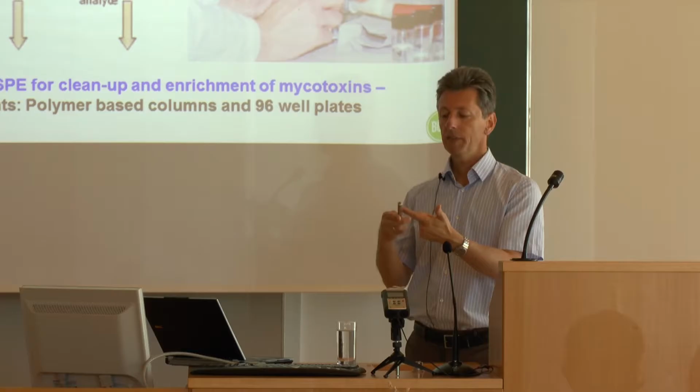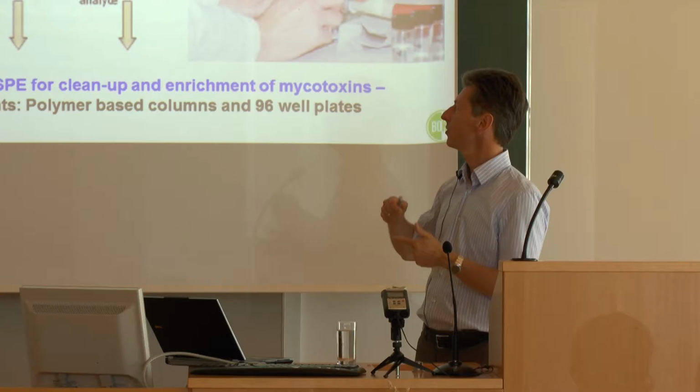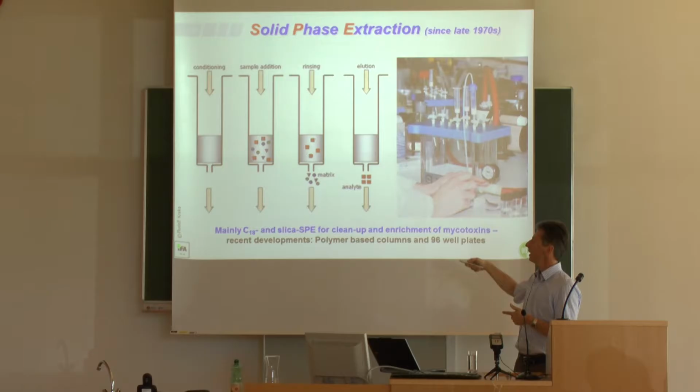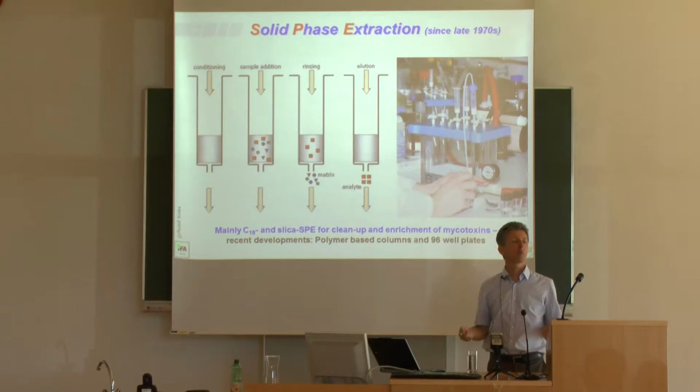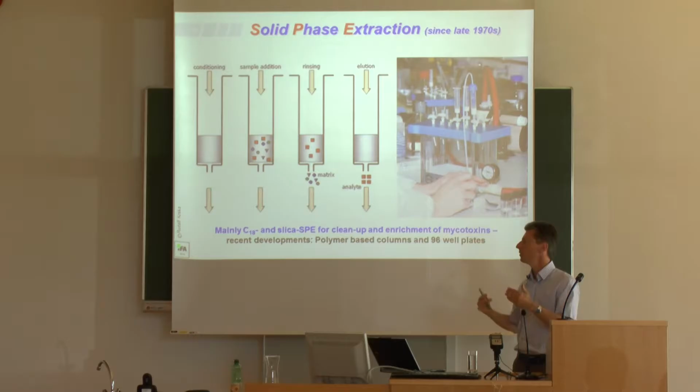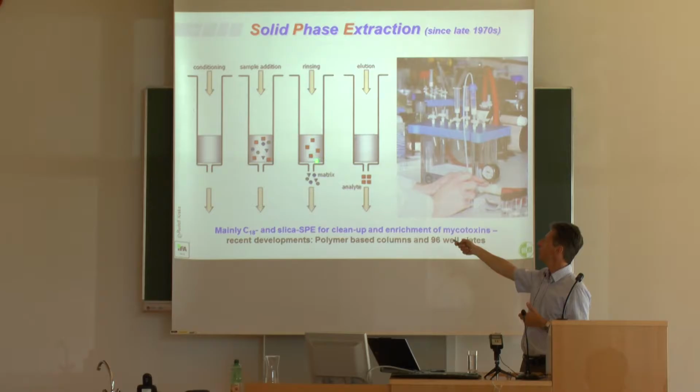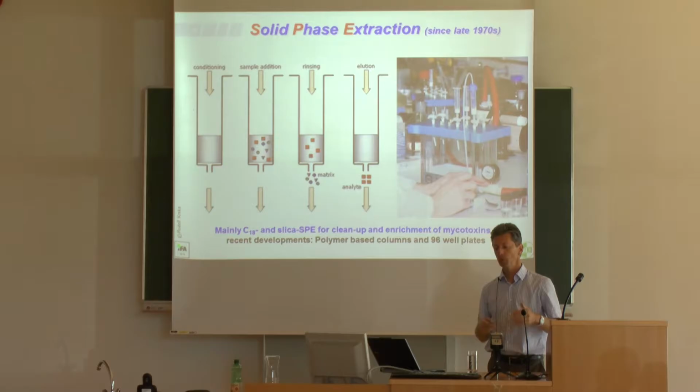Two advantages. One, you can actually get rid of interfering matrix components. Second one, you can purify and enrich the compound of interest, enrich your mycotoxin, because when you add 100 milliliters of your extract and then you elute with 1 milliliter, you have an enrichment factor of 100. But you can use the solid phase extraction column in different modes, right? You can also play it the way that you don't elute, but you add your sample, your matrix remains on the cartridge, and your analyte, your mycotoxin, goes through the column right away. There are different ways and different strategies.